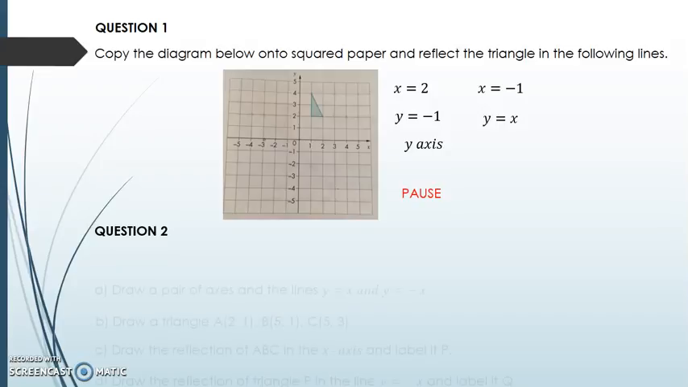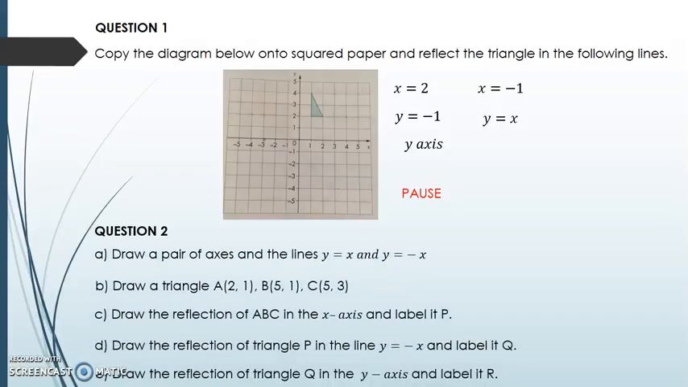Question 2, you're going to draw a pair of axes on your squared paper, and you're going to draw in the lines y equals x and y equals -x. You're going to draw a triangle A (2, 1), B (5, 1), and C (5, 3). And I'm going to ask you to reflect this triangle and other triangles in the x-axis, the line y equals -x, and in the y-axis. Now pause.